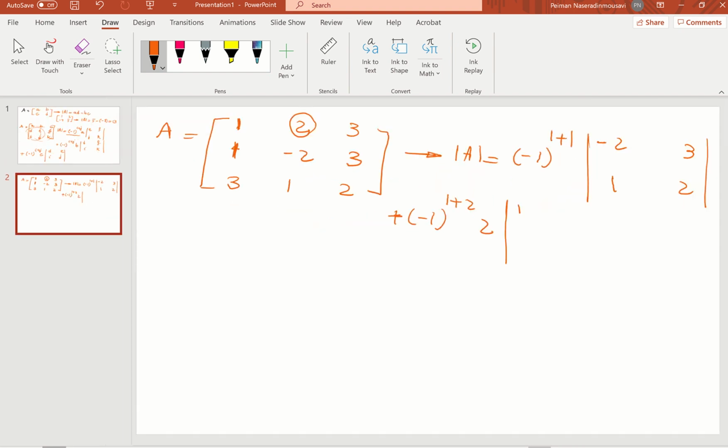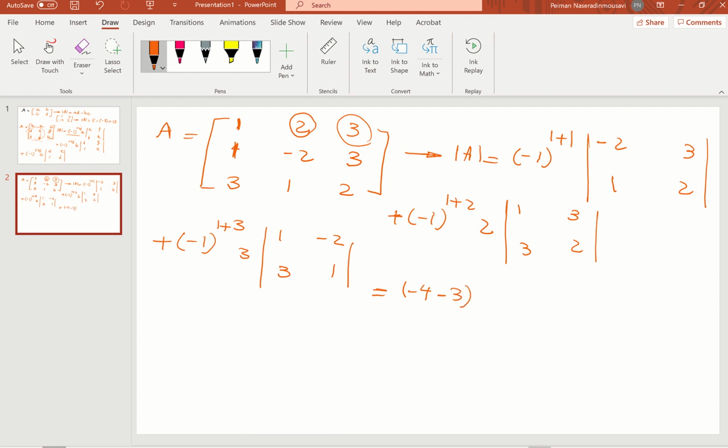And now 1, 3, 3, 2, right? Plus the cofactor of these elements: first row, third element, third column. So 3, 1 minus 2, 3 and 1. The result is minus 1 to the power of 2, which is 1. So it is minus 4 minus 3, the determinant of this.